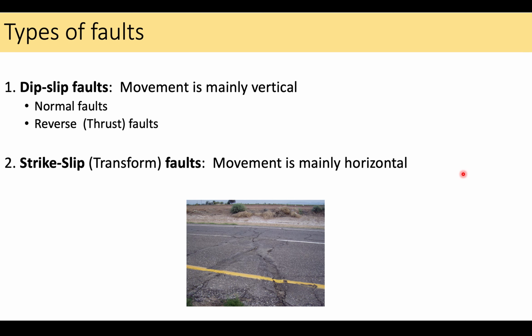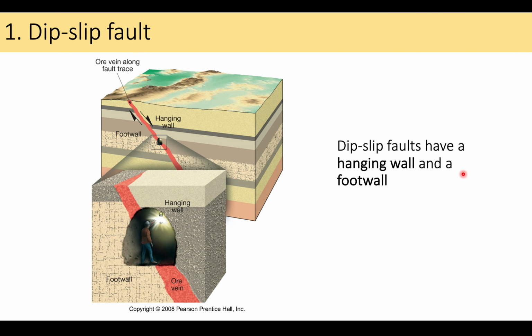So I remember this by thinking generally you strike a match by rubbing the match on the matchbox. That's generally a horizontal motion. So strike slip is going to be horizontal, whereas dip slip, when something dips, it is vertical. So that is how I remember dip slip versus strike slip. Hopefully that will help you guys too.